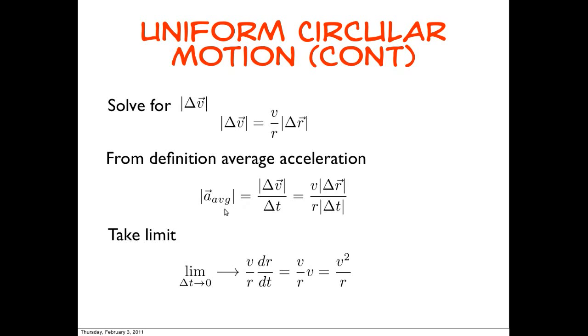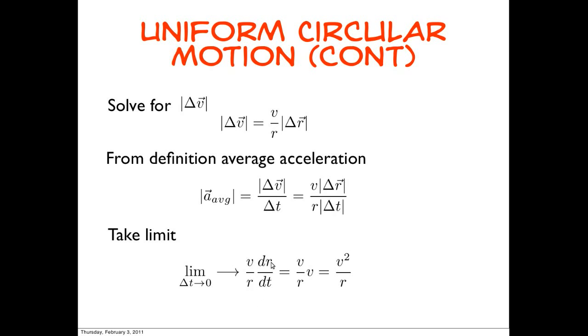We know from the definition of average velocity that the magnitude of the average velocity is equal to the magnitude of the change in the velocity vector over time. If we substitute the expression we found for the magnitude of the change in the velocity vector into our definition for average acceleration, we find it's equal to v over r over delta t. If we then take the limit as delta t goes to 0, we end up with the expression that the average acceleration goes to v over r dr dt.